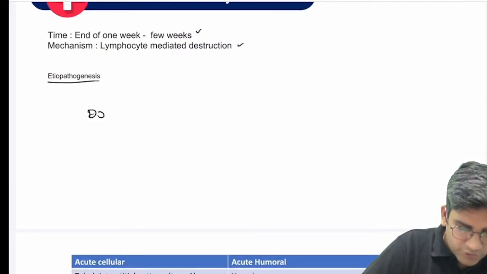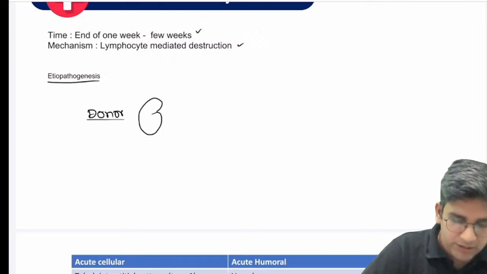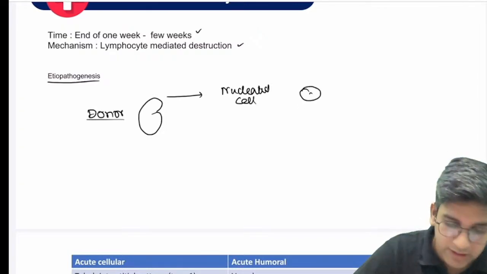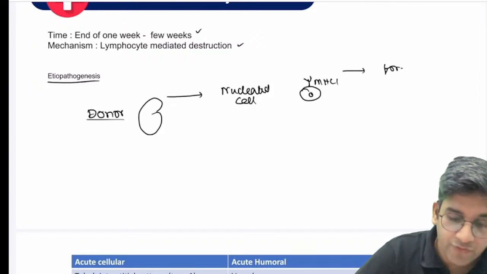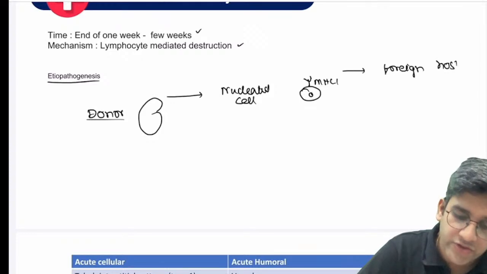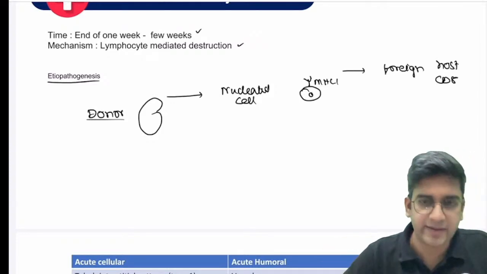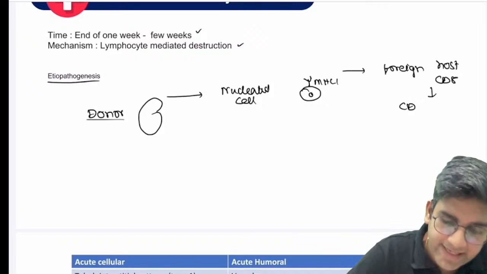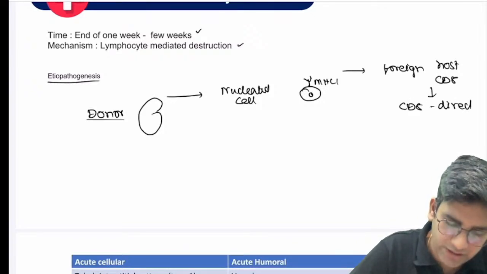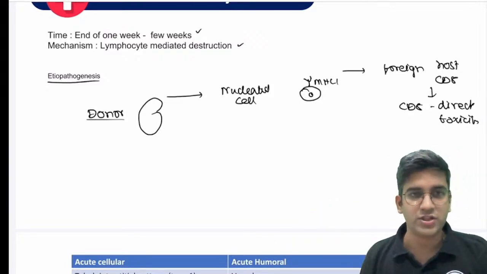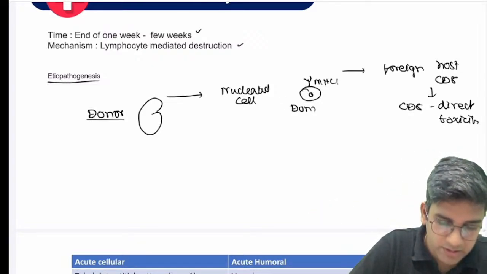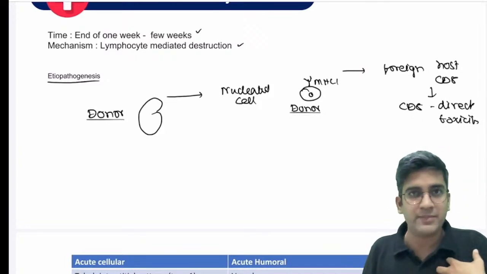Let's assume I have a donor, and I have the kidney of the donor. This kidney will have nucleated cells, obviously. And this nucleated cell, again of the donor, will have MHC1. So this MHC1 is considered foreign. It's foreign to the host CD8. Obviously, they cannot bind, right? So then they'll consider it foreign, and CD8 will cause direct toxicity. I'm sure you know how CD8 causes toxicity: perforin, granzyme, and destroys. Because this is a donor's MHC1. MHC is very, very specific. Your MHC and my MHC is not the same, fine?